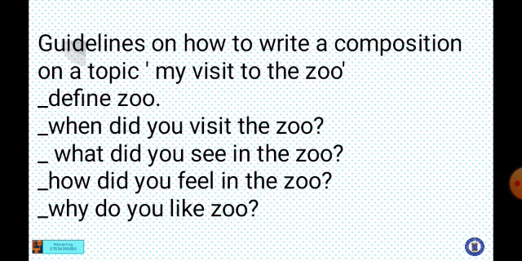The first paragraph must contain the definition of zoo, including some other ideas that you have. Then you move to the next paragraph. You can arrange these guidelines according to the paragraphs you want to write about the topic. So these are the guidelines. You have to follow them, know what they mean, so that you can arrange your composition in paragraphs.